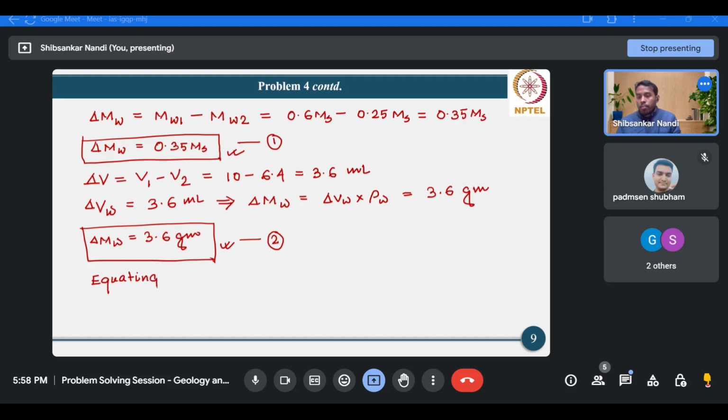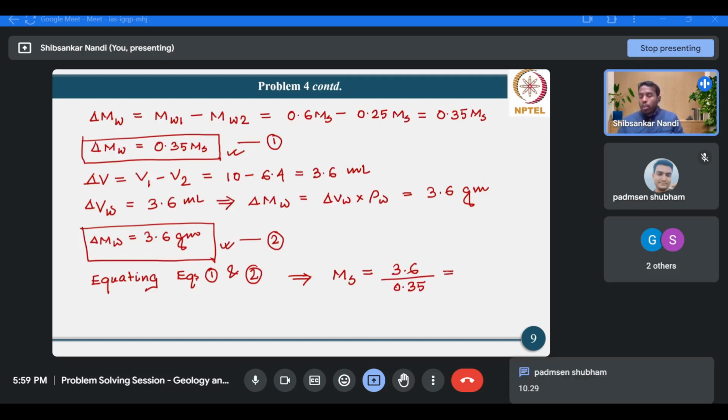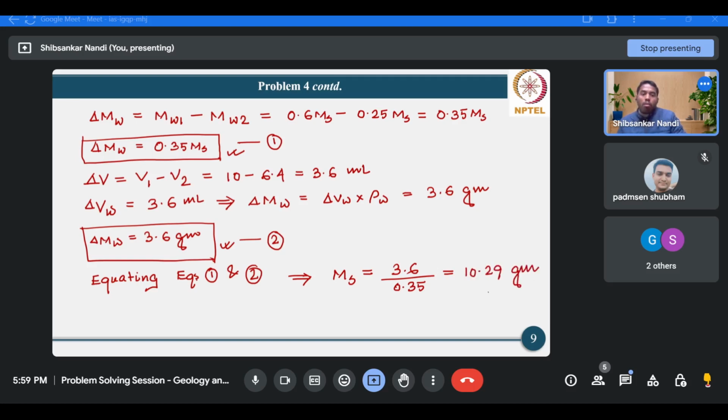So equating equation 1 and 2, you can get the mass of solids as 3.6 divided by 0.35. So what would be the value? 10.29. Very good, 10.29. So this is the mass of soil solids.